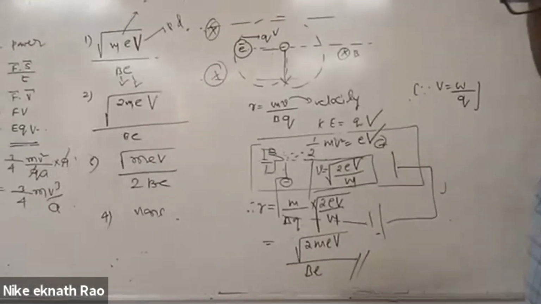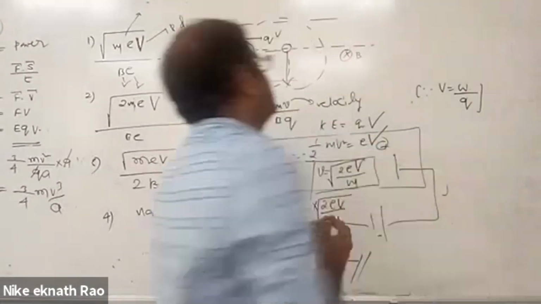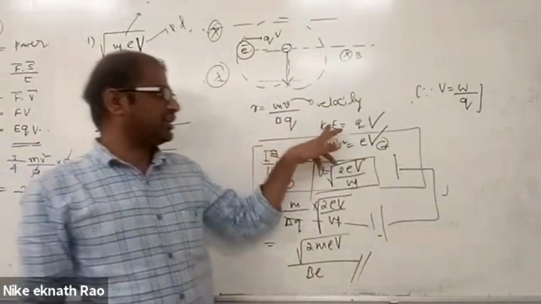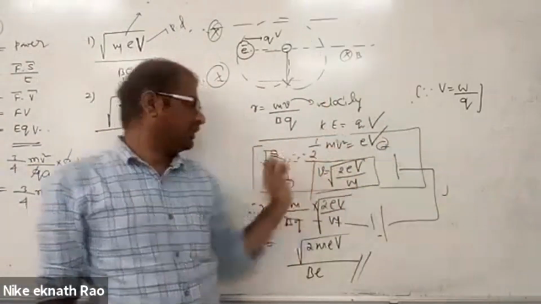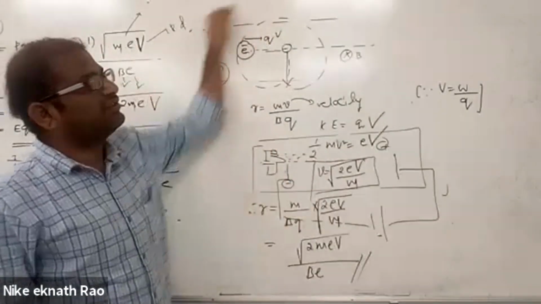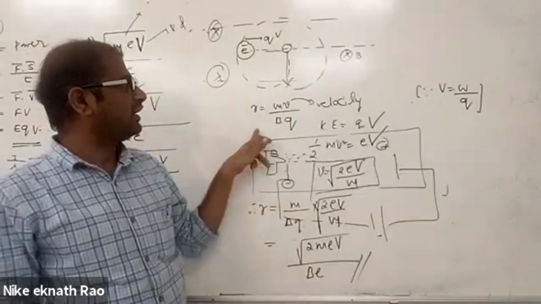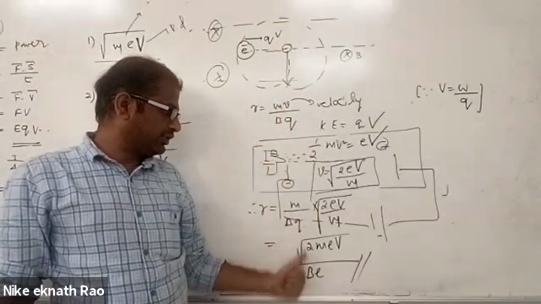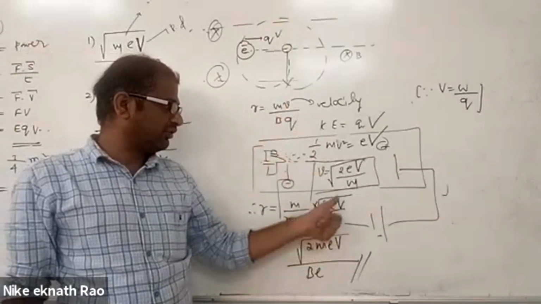The work done by this potential difference is accelerating the electron. So from the work energy theorem, half mv square is equal to eV. We are finding the velocity. Once you get the velocity, what radius will they trace in the magnetic field? The value of r is mv by Bq. So q is e, velocity is root of 2eV by m.